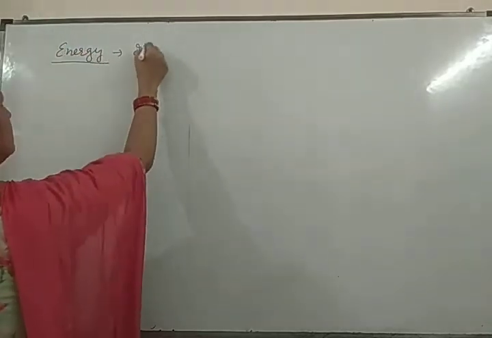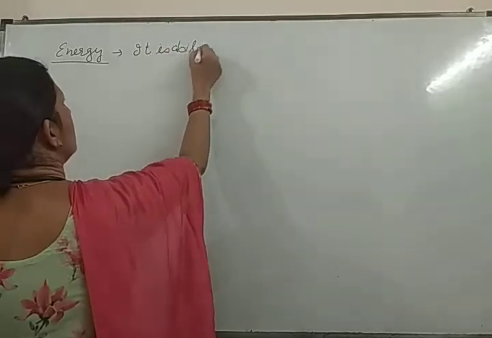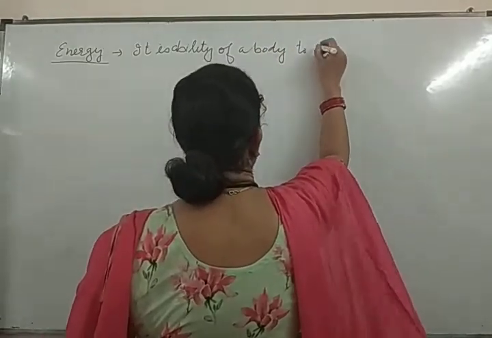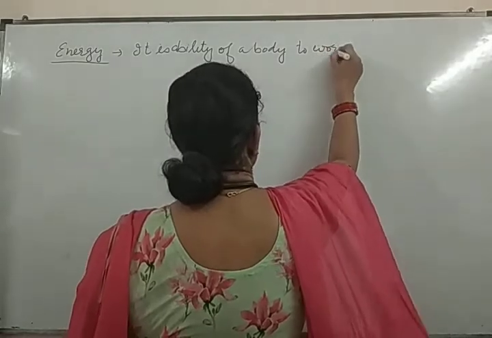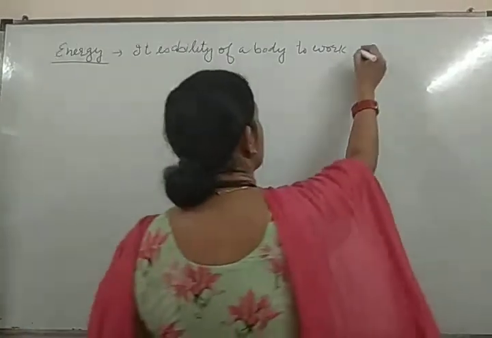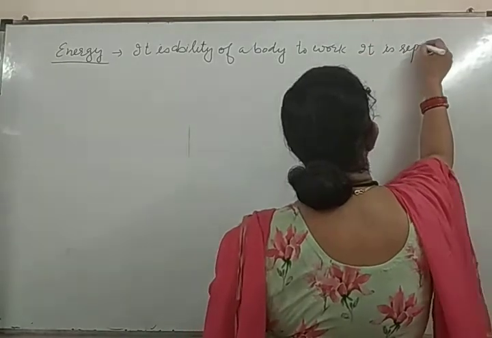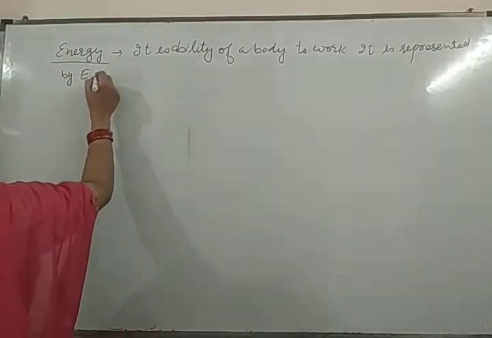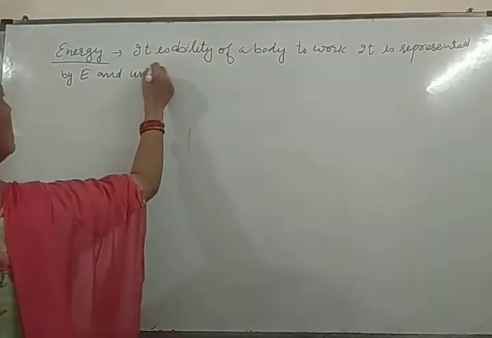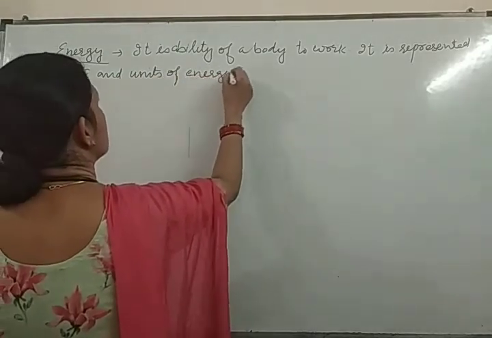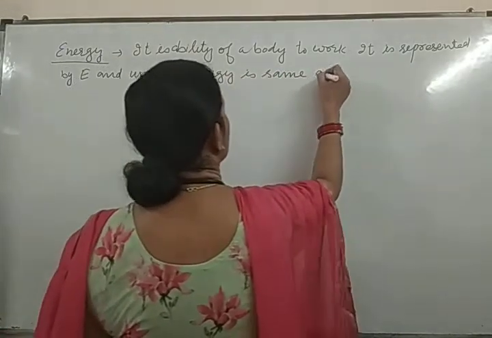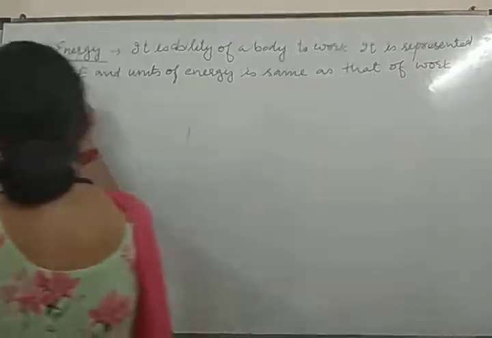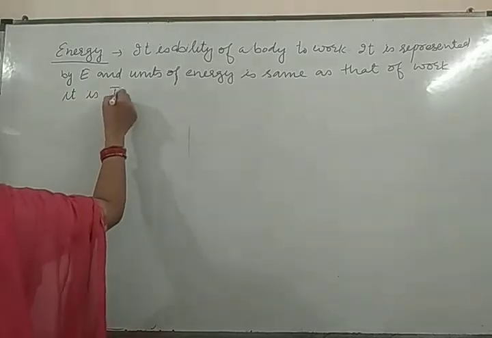Energy is what? It is the ability of a body to do work. To do work, you can also call it capacity. It is represented by capital E, and the unit of energy is the same as that of work, and it is joule.